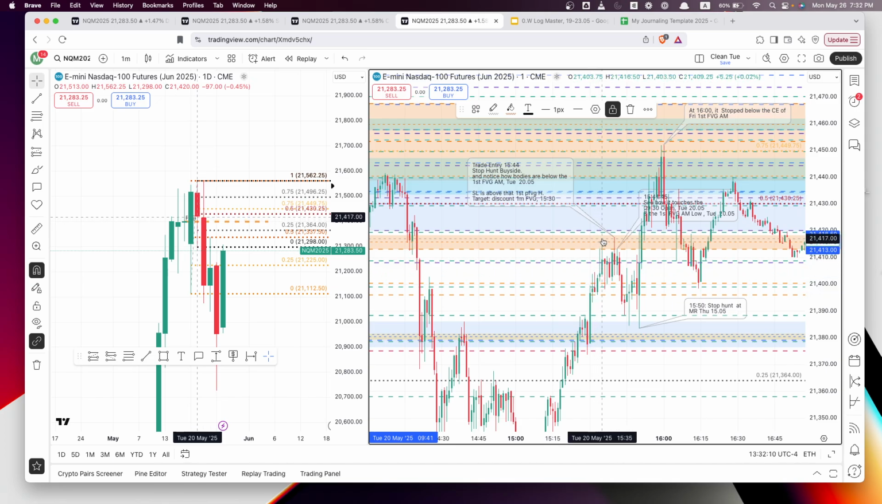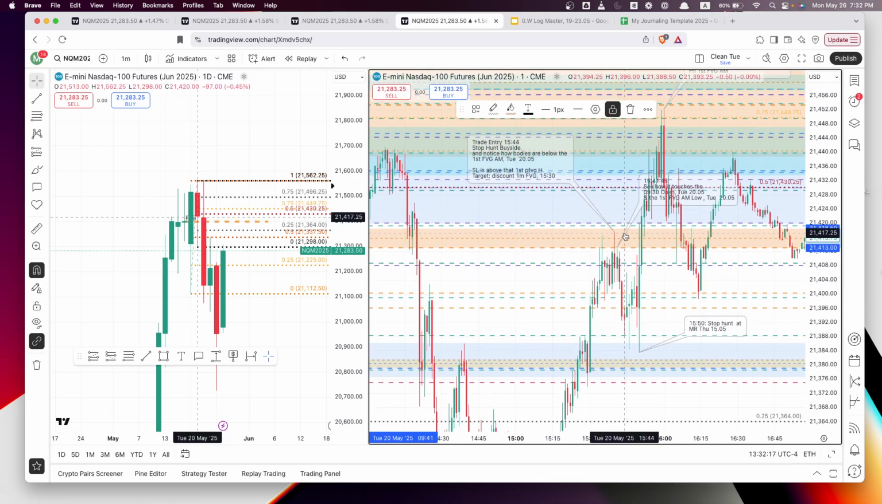Price comes here. The bodies are staying below the first fair value gap. And here, this was a nice stop hunt. It takes the stops, but we want to see this portion stay open if it's going to be a short. And notice how the bodies are staying below. So our stop loss can be added here a few ticks above it.